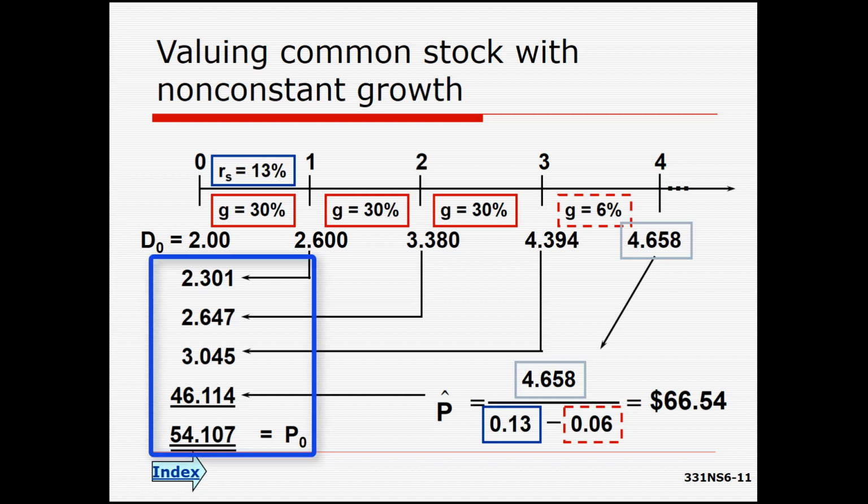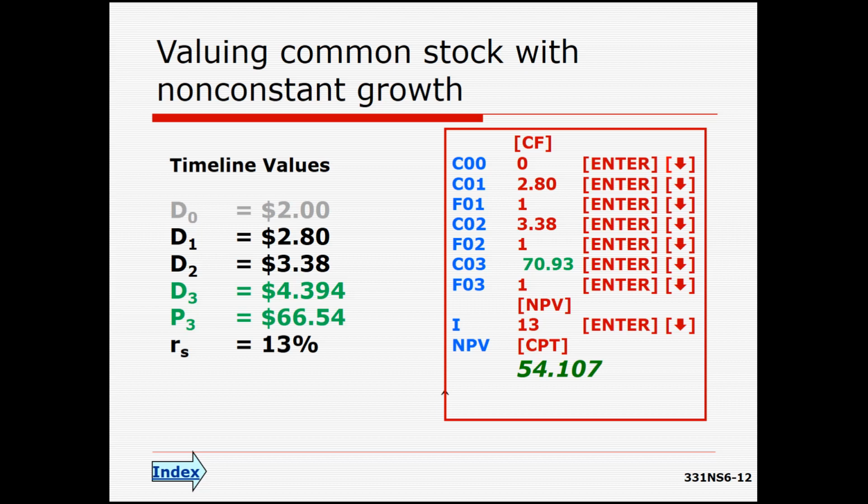Discount each non-constant dividend and the horizon value back to time zero. Sum the discounted values to find the stock price. Once you have the timeline set, you can solve the problem in the cash flow worksheet in your calculator.